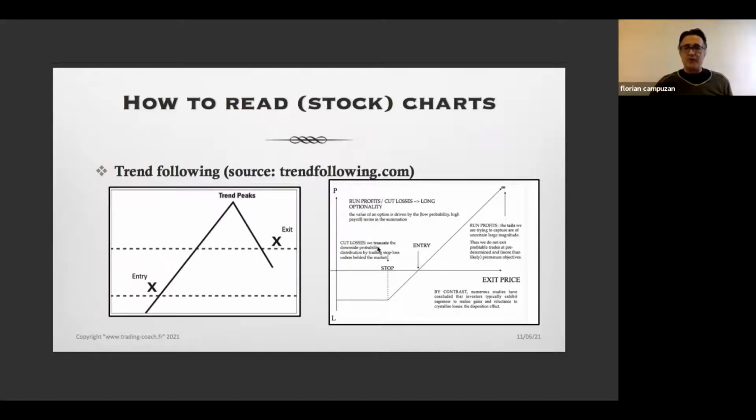Okay, so it's like an option. You know, you cut your losses short, and you let your profit run. You've heard that many times, I suppose. Even if you start trading, it's not a cliche. If you don't manage your risk, if you don't cut your losses short, you will die really soon. Okay.